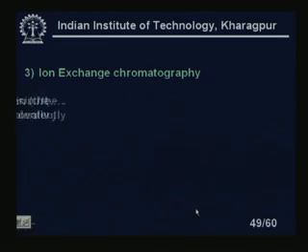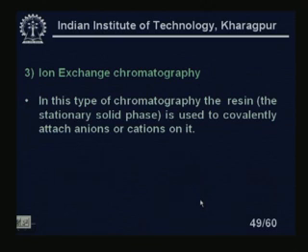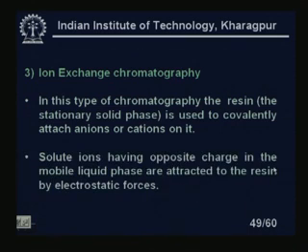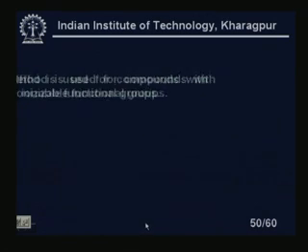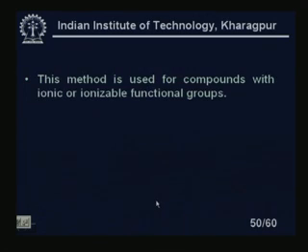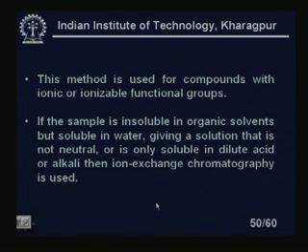Ion exchange chromatography. In this type of chromatography, the resin, the stationary solid phase, is used to covalently attach anions or cations to it. Solute ions having opposite charge in the mobile liquid phase are attracted to the resin by electrostatic forces. This method is used for compounds with ionic and ionizable functional groups. If the sample is insoluble in organic solvents but soluble in water, giving a solution that is not neutral, or is only soluble in dilute acids or alkali, then ion exchange chromatography is used.